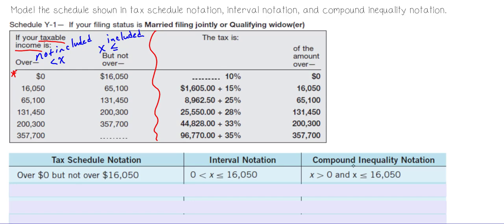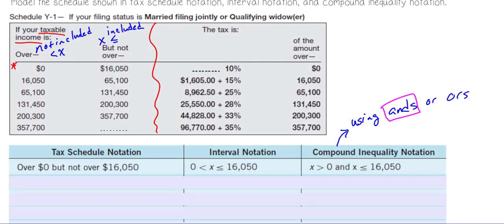Compound inequality notation, when we're talking compound, that means we're using ands or ors in our statement. And because our x is always going to be in the center of the two notations, that means we're going to focus on using and. So in this case, x has to be greater than 0 and x has to be less than or equal to 16,050.